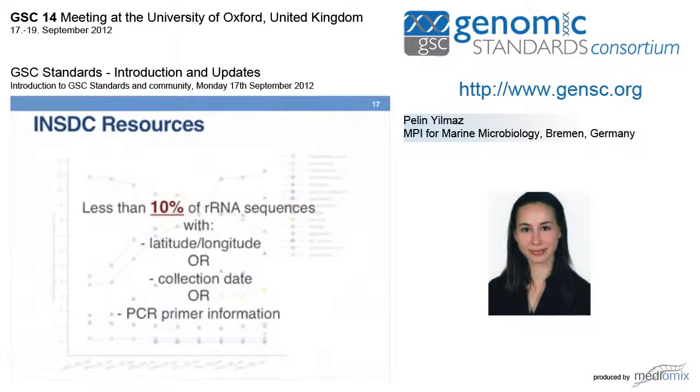So we learned a bit, but the main point here is that the metadata situation was really, really bad. We saw that less than 10% at that time of the RNA sequences in INSDC were with a latitude and longitude or a collection date, and an important point is that there was no PCR primer information. So therefore, we sort of got another push to do our standards and thought that this was important.